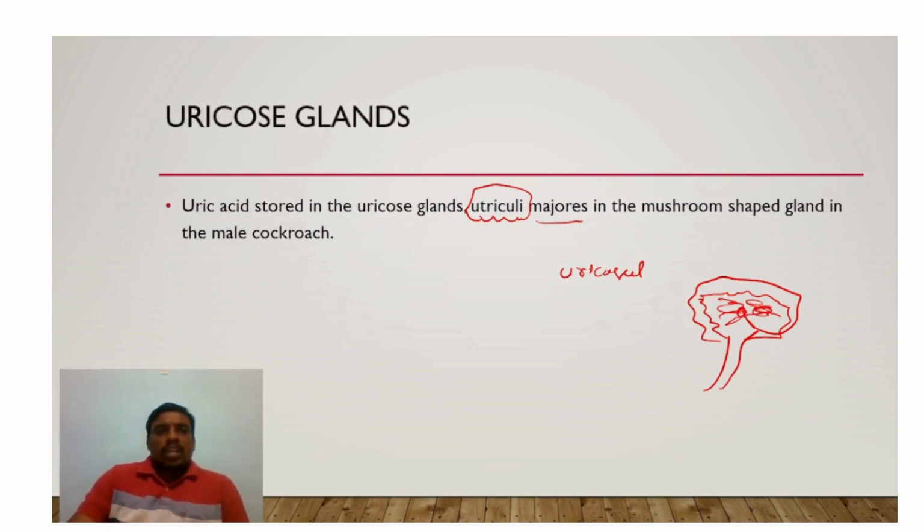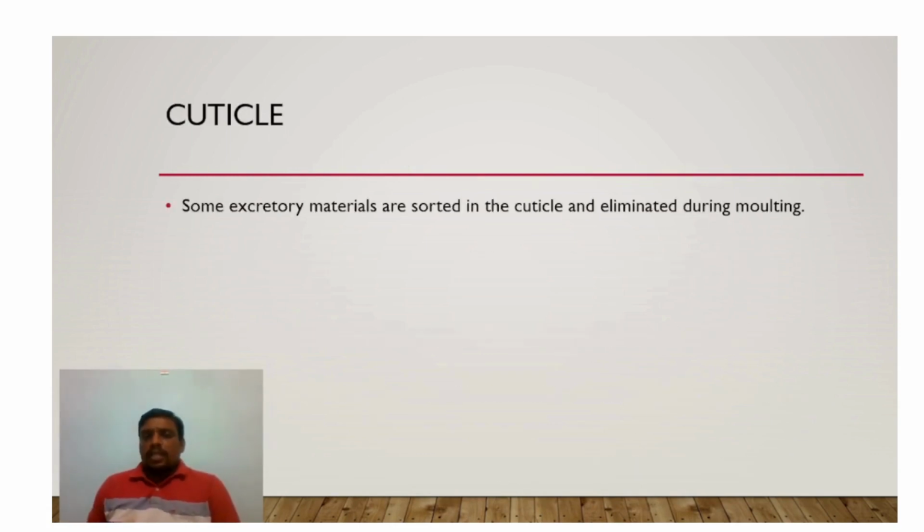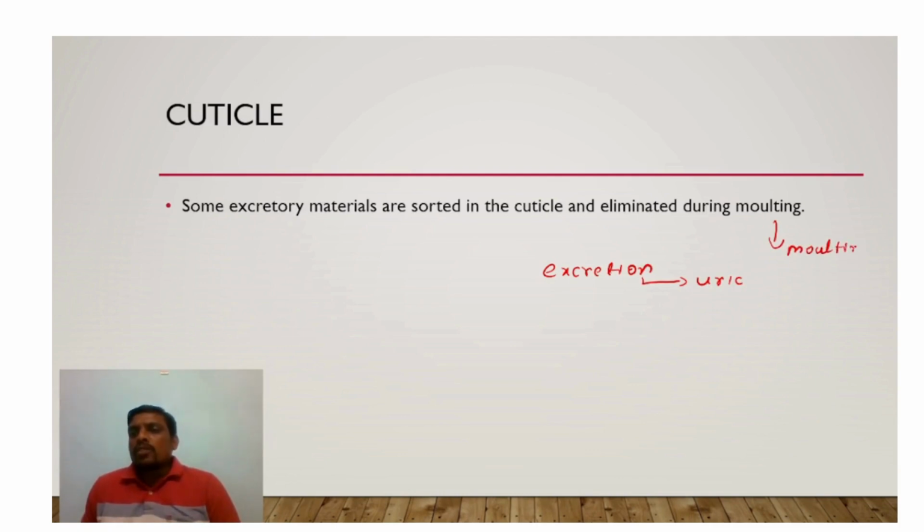Now finally, the cuticle, the outermost layer of the cockroach, also plays an important role in excretion. This cuticle helps to eliminate uric acid during molting. You know, molting is a kind of metamorphosis process during the development of a cockroach. Because of this molting, a little amount of uric acid will be eliminated. This is how excretion is performed in the excretory system.